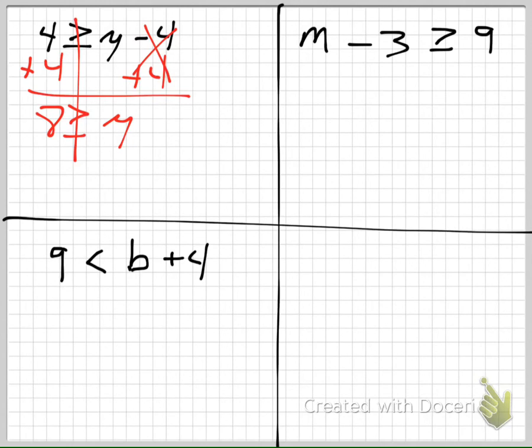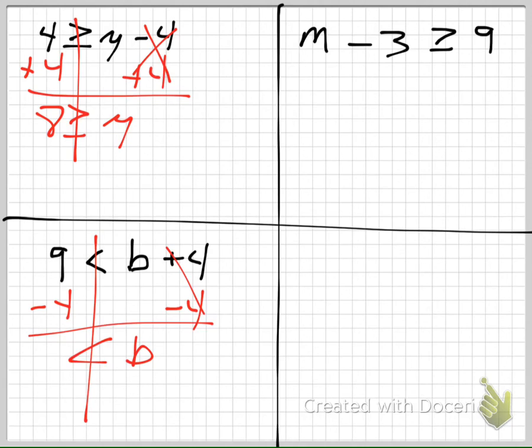The next one, we'll do this one down here. Line down the inequality. Minus 4, B is greater than 5.